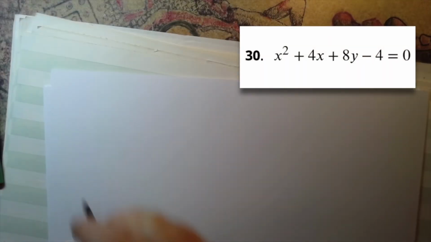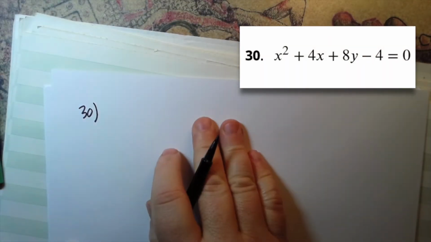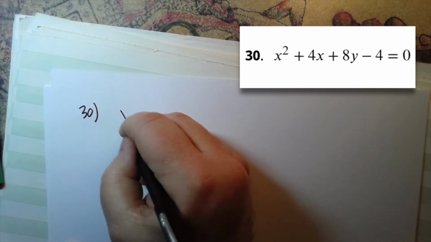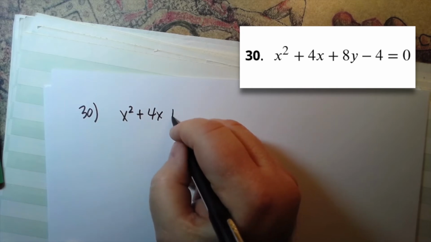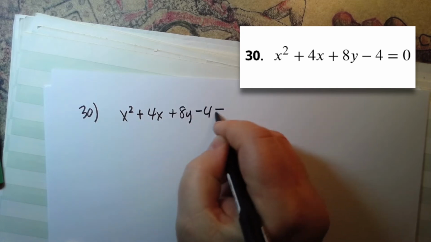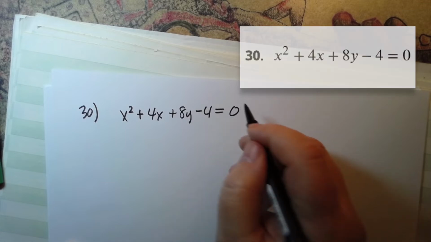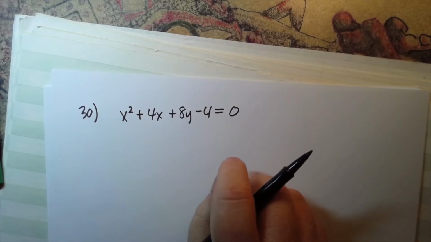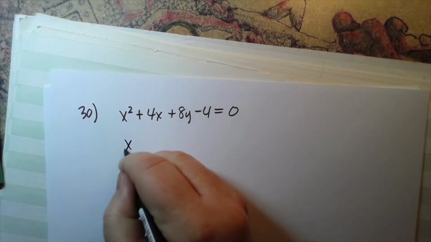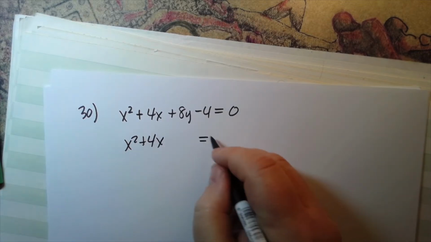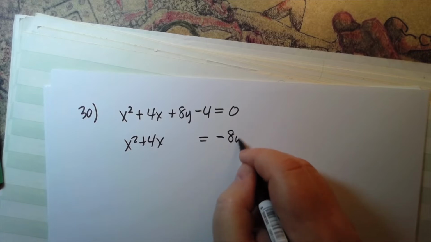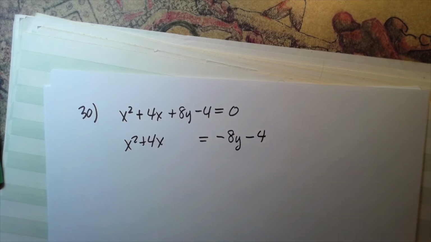Alright, so now let's do 30. This one's a little different because it's not in standard form. We have to put it in that way. So x squared plus 4x plus 8y minus 4 equals 0. So let's see, what do we want to do with this? We want to put the x's on one side, the one that's being squared. And then on the other side, let's subtract this over. So I have -8y minus 4, like that.